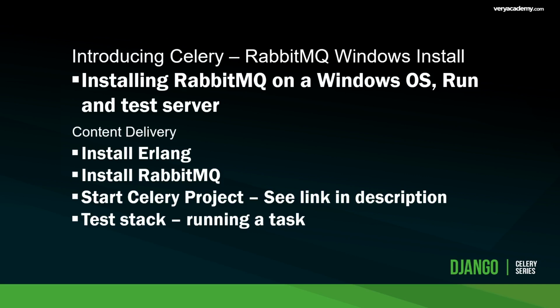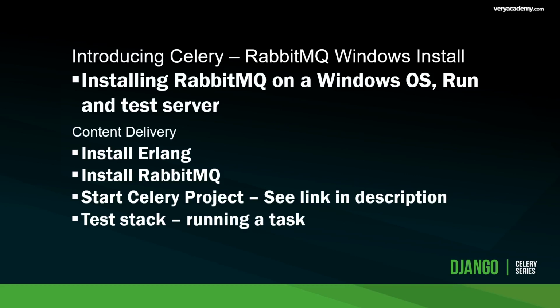We're going to install Erlang, which is a programming language that's needed for RabbitMQ. Go ahead and install RabbitMQ. Just talk a little bit about some of the little quirks that might happen. And then we're going to start a Celery project in Django. See the link in the description if you just want to follow the Django project that I created in the first tutorial. And then basically we put that all together, test the stack by starting the servers and starting Celery, and then just run a simple task.